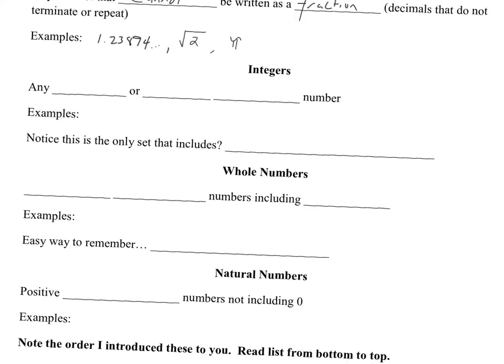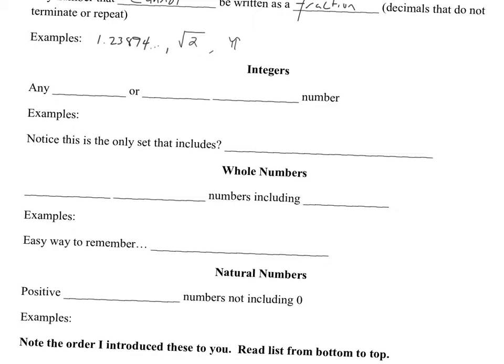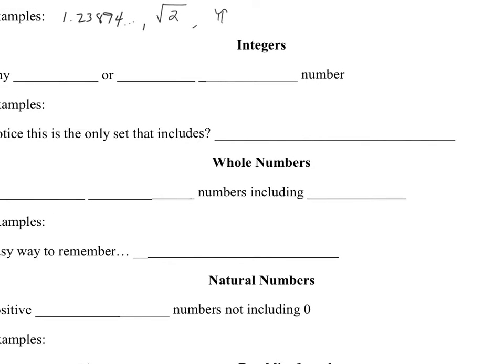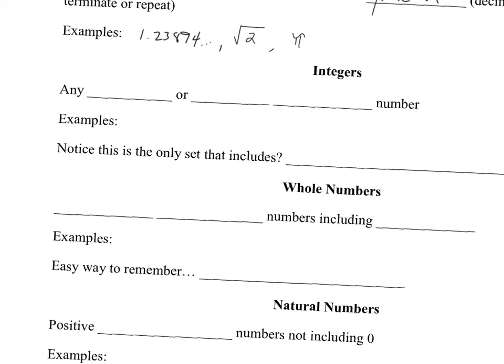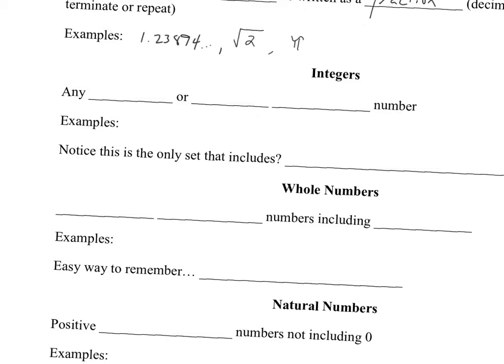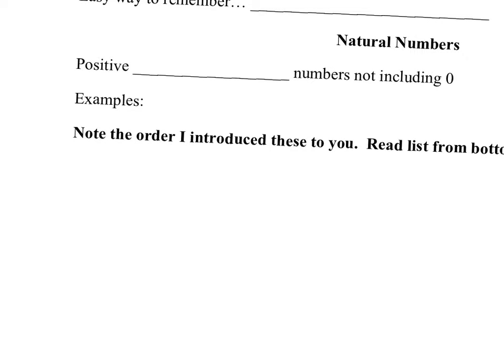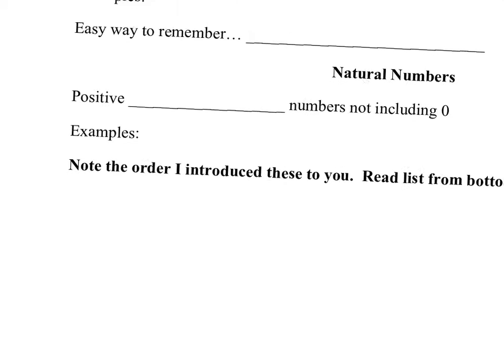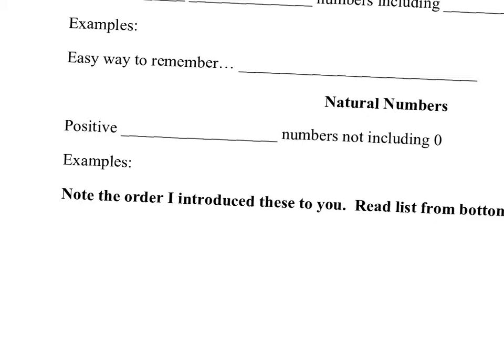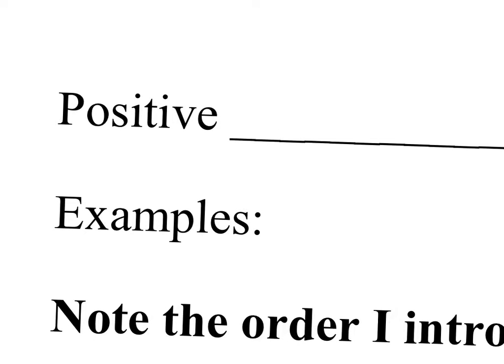If it's rational, it could be an integer, it could be a whole number, or it could be a natural number. So once you're human and once you've identified your gender, what makes us different now is our eye color, our weight, our height, our hair color. That's the way we kind of think of integers, whole numbers, and natural numbers. So I'm going to actually start from the bottom up on this one. I'm going to start with the natural numbers.